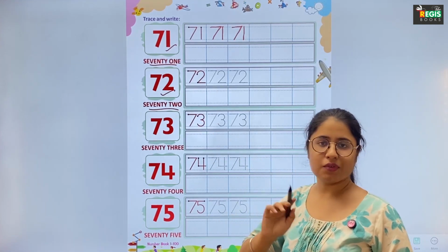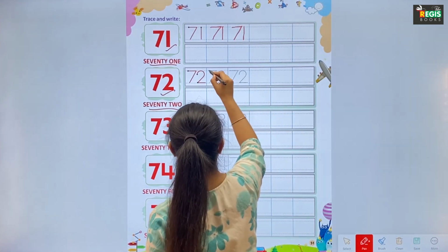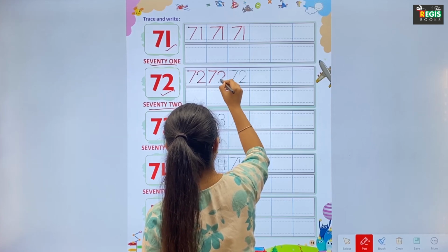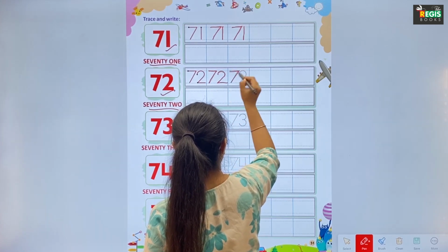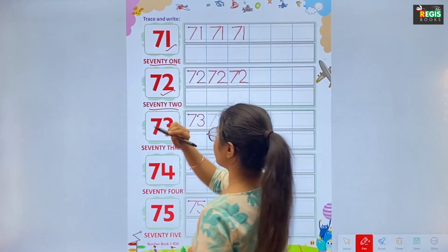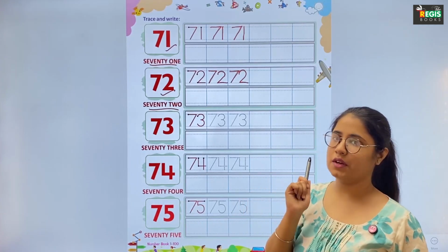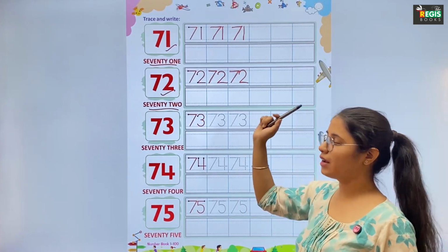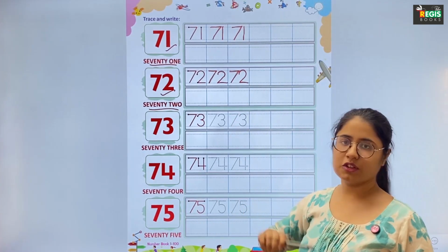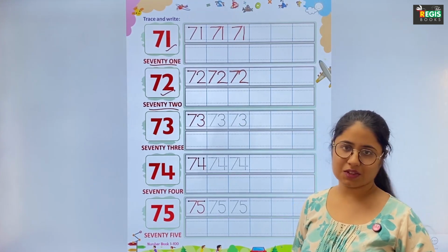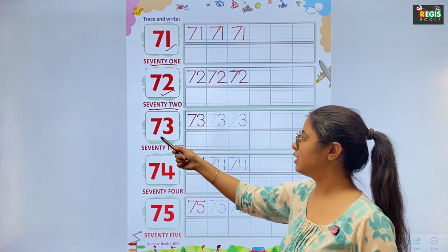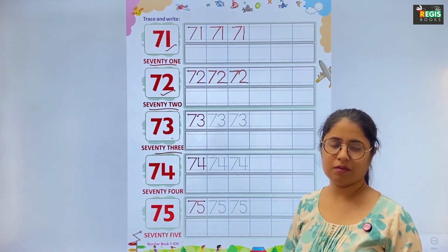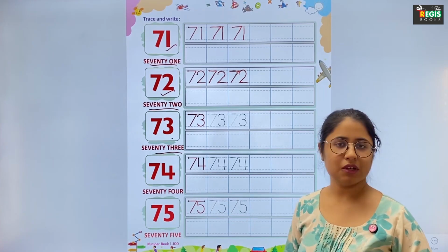7, 2, 72. 7 and 2 together. 7, 2, 72. So kids, you will now write the numbers 71 and 72 in their respective boxes to practice it.